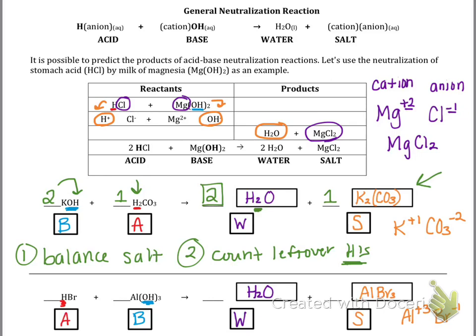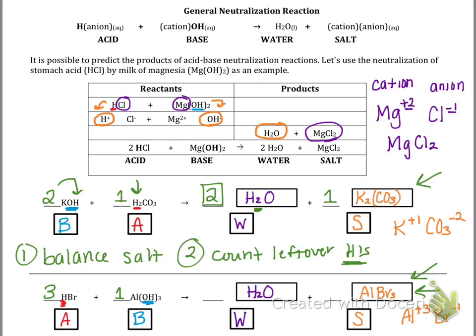Now that you have done this, you are going to follow the balancing order. You're always going to balance your salt first. So look at your salt. I have 1 aluminum on the right. I only need 1 aluminum on the left. So my aluminums are balanced. Now check out your bromines. I have 3 bromines on my right. I only have 1 bromine here. So I need 3. So I'm going to put a 3 right here.